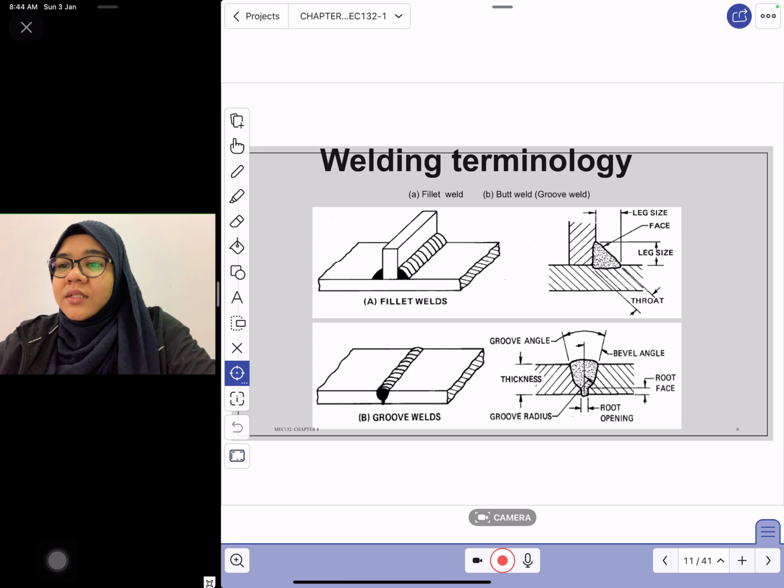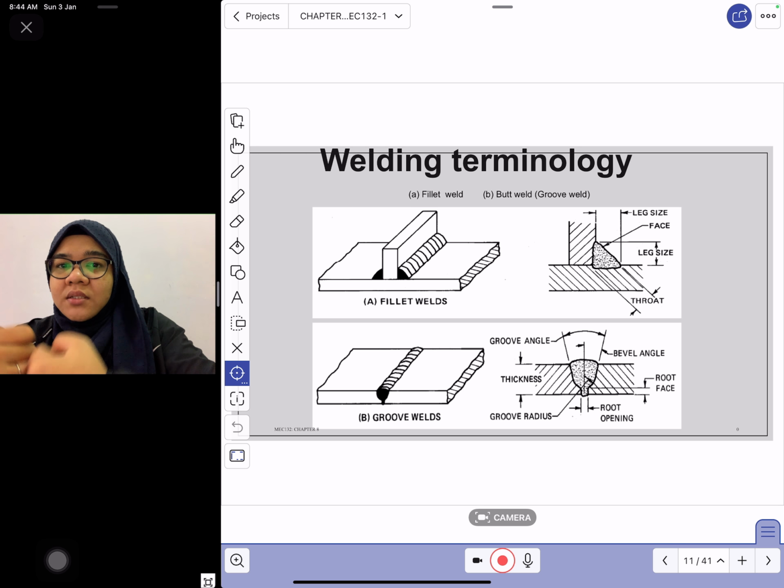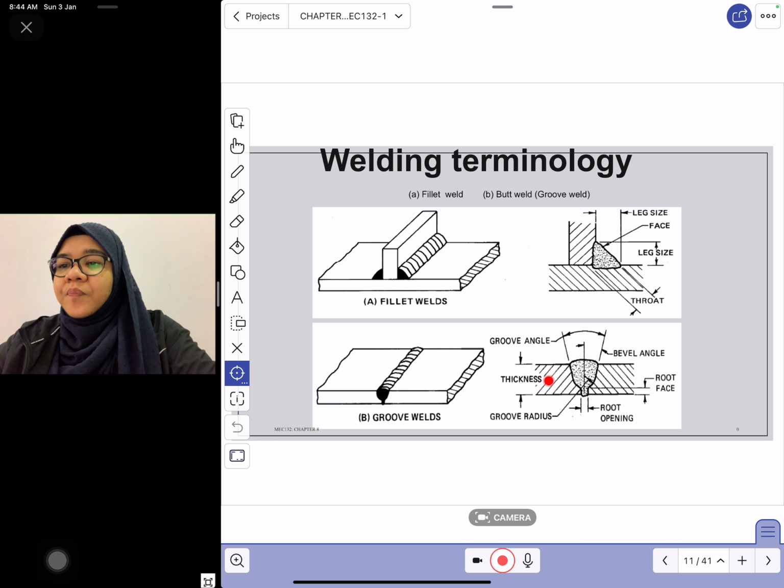Okay, groove radius dekat sini separuh daripada contoh kita ambil ni U lah kan, contoh U shape, kita ambil separuh, kita consider as a groove radius. And then root opening dekat bahagian bawah ni adalah gap antara two base metal tu. Okay, katalah sini metal 1, metal 2 ni adalah gap dia.